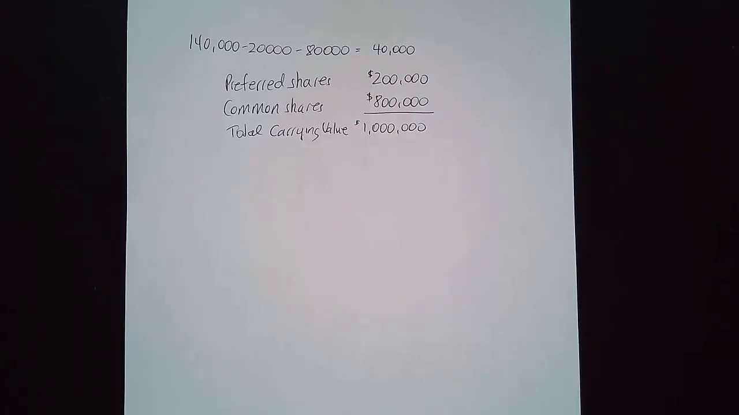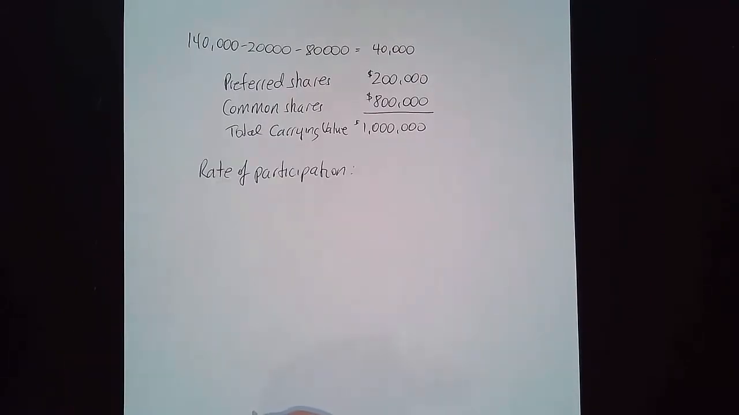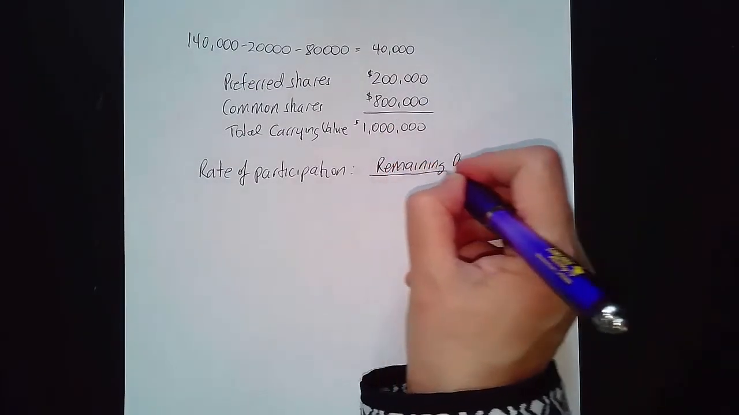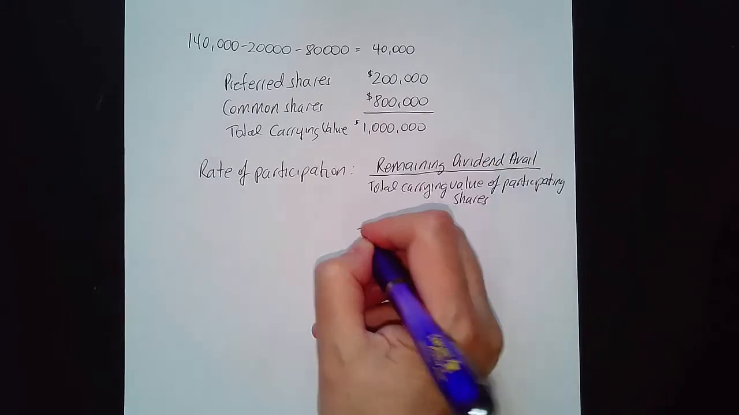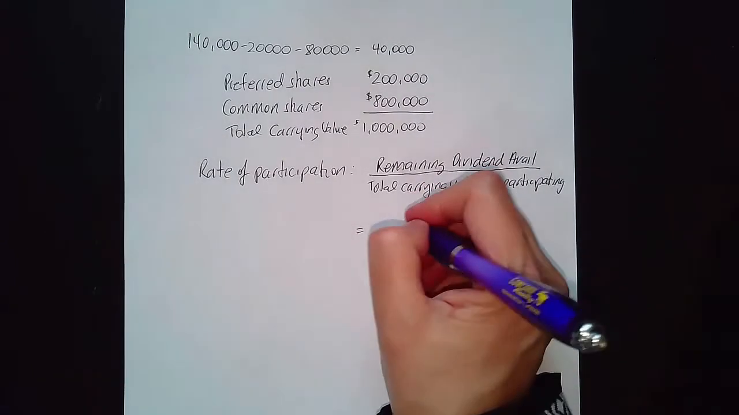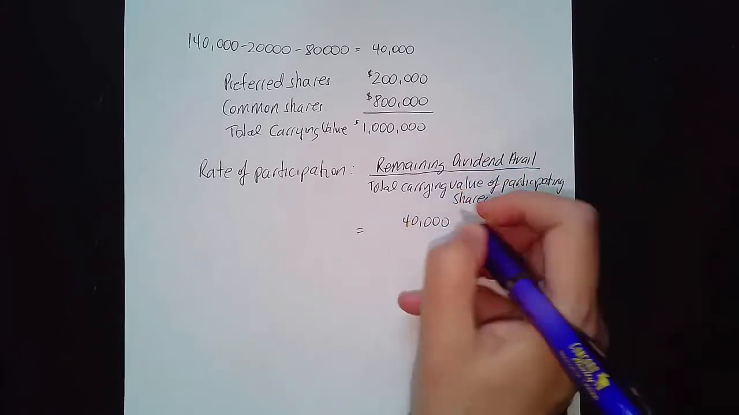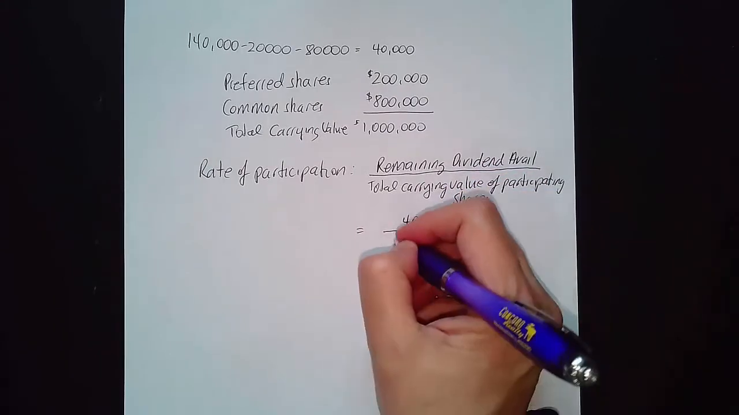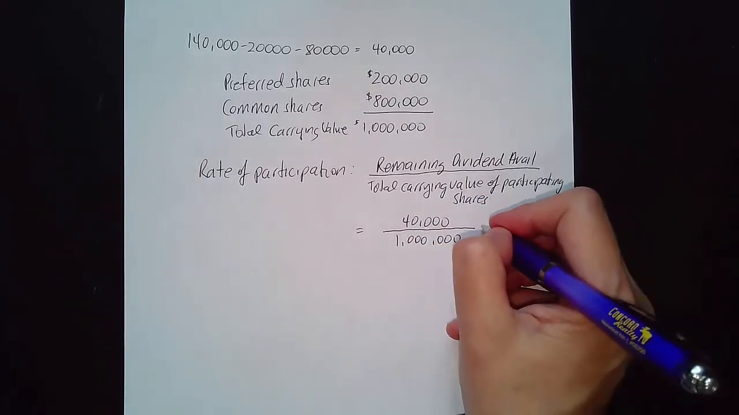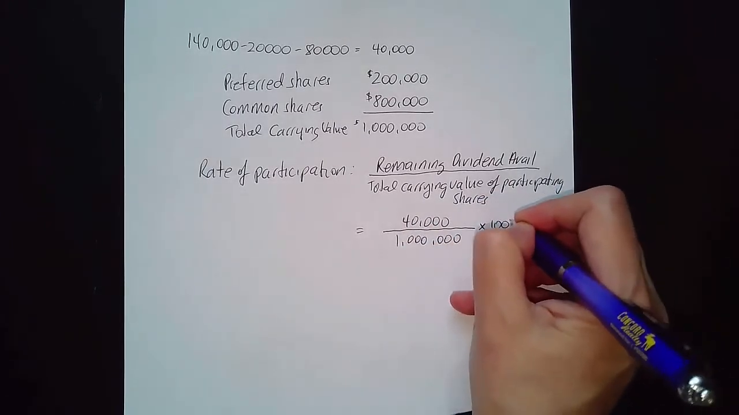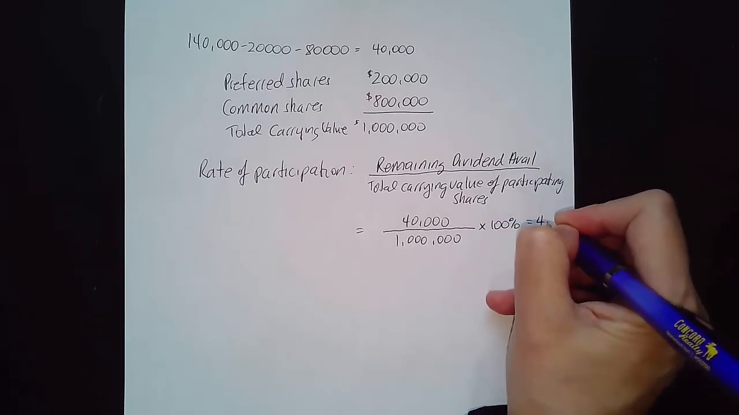Now, the remaining dividend available must be used to calculate the rate of participation. In order to calculate it, we're going to take the remaining dividend available and we're going to divide it by the total carrying value of the participating shares. In this case, the calculation will be $40,000, the remaining dividend available, divided by the $1 million, the total carrying value of the participating shares. This is going to be multiplied by 100% and it's equal to 4%.